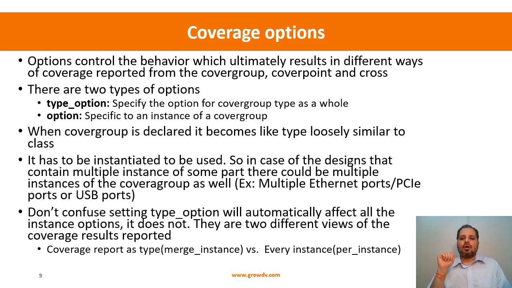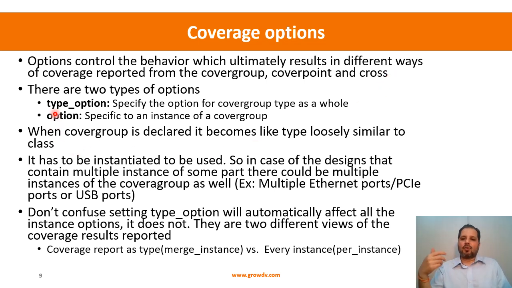So we'll now look at how these options work. What options predominantly do is control the behavior of your cover group, cover point and cross, such that when you use them, it results in different ways in which the coverage gets reported. From each of these elements, when you use different options, the way coverage reporting happens will be different. So we will understand how that is different.